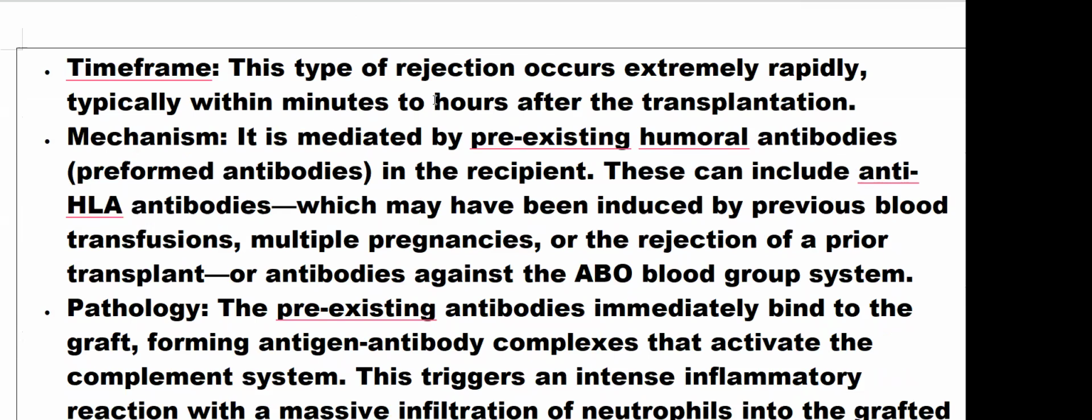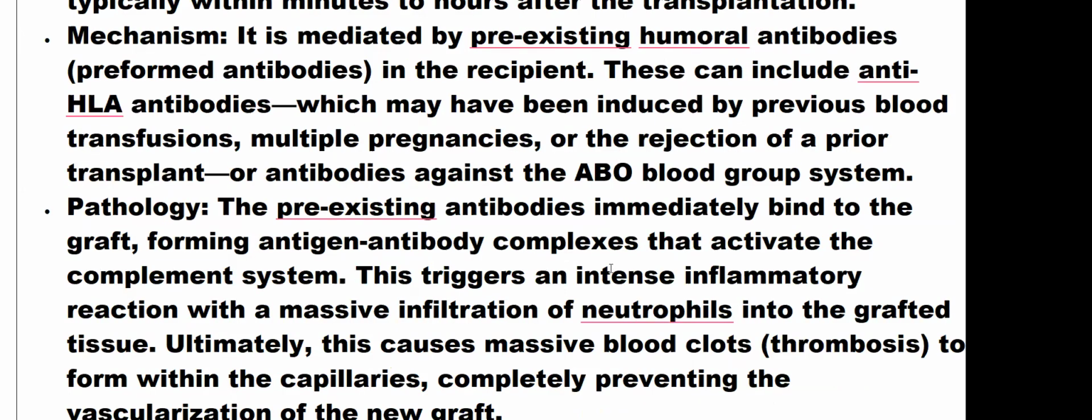This type of rejection occurs extremely rapidly, typically within minutes to hours after the transplantation. Mechanism: it is mediated by pre-existing humoral antibodies, preformed antibodies in the recipient. This can include anti-HLA antibodies, which may have been induced by previous blood transfusions, multiple pregnancies, or the rejection of a prior transplant, or antibodies against the ABO blood group system.